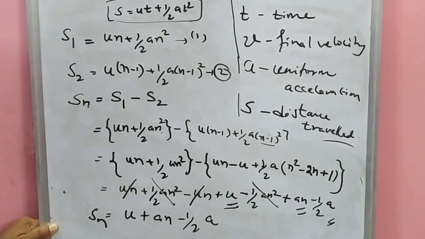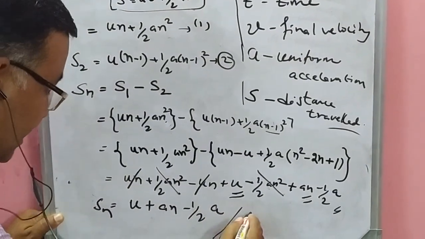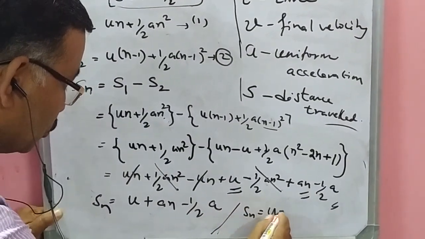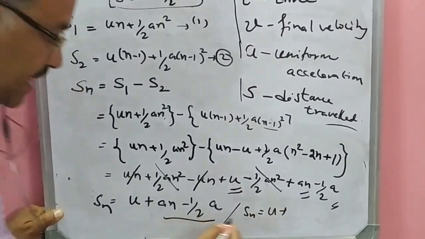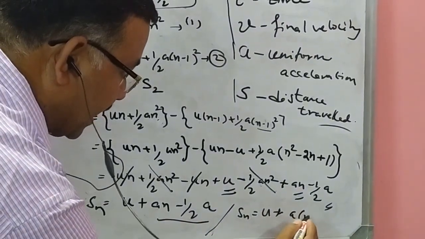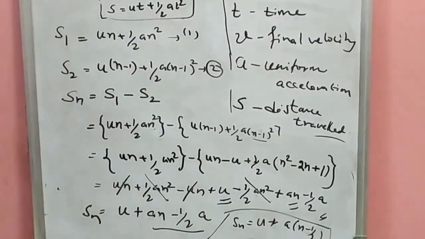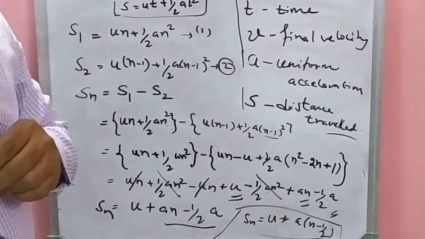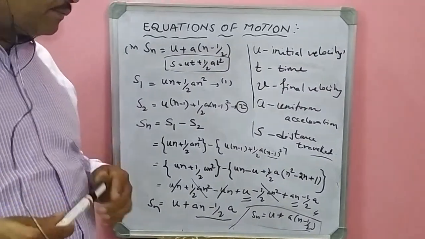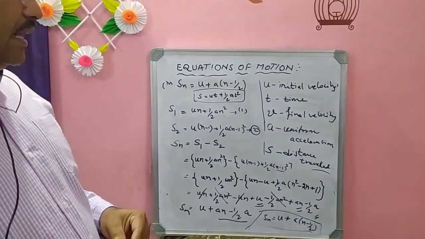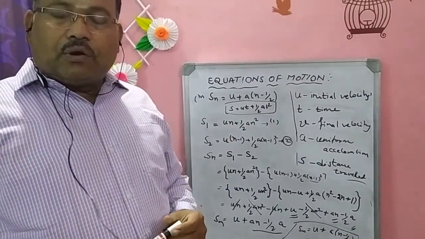The last step: Sn = u plus, from these two terms a is common, so a(n − ½). So we are getting the fourth one also: Sn = u + a(n − ½). This is the method of getting the fourth equation. Okay, thank you very much.